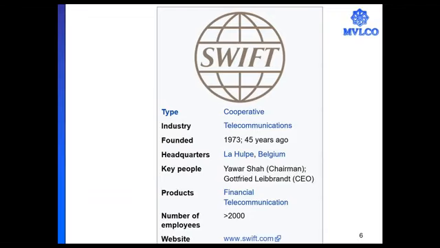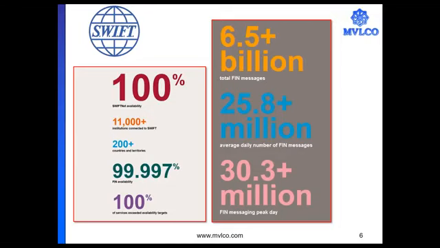SWIFT messaging services are trusted and used by more than 11,000 financial institutions across the globe, in more than 200 countries. In May 1973, 239 banks from 15 countries came together and decided to build a common messaging system. In May 1977, the messaging system which you see today clicked into life. Six months later, they had more than 518 members. Today, they have more than 11,000 members, spread across 200 plus countries.